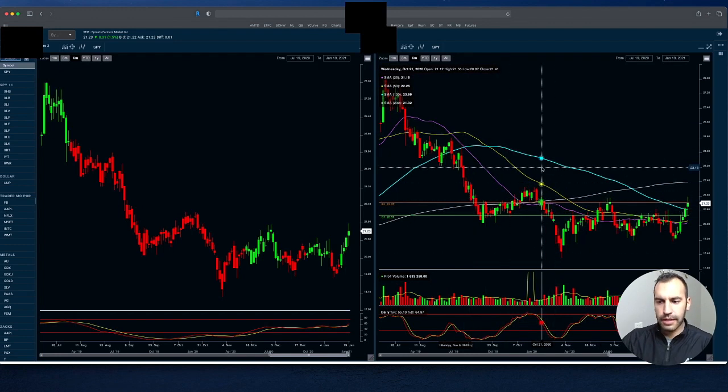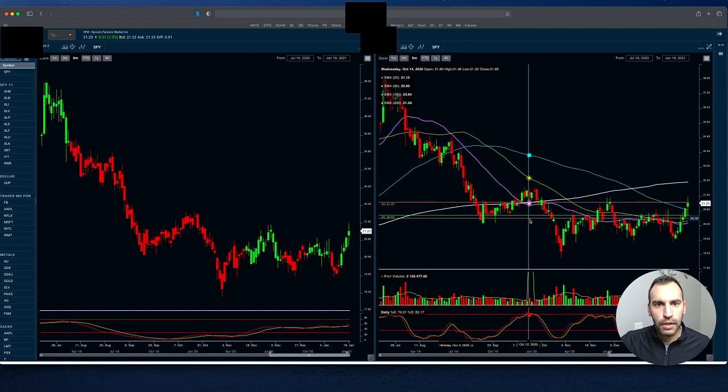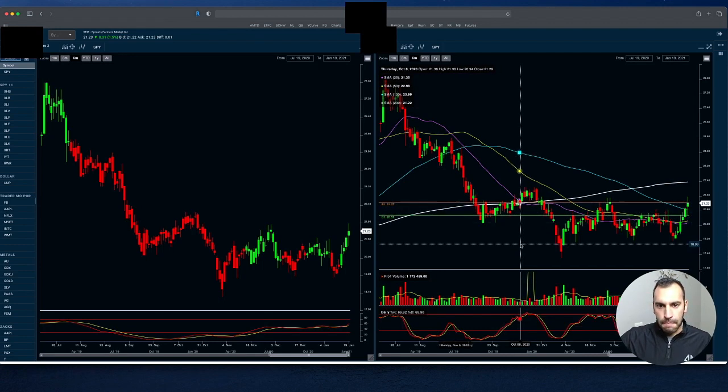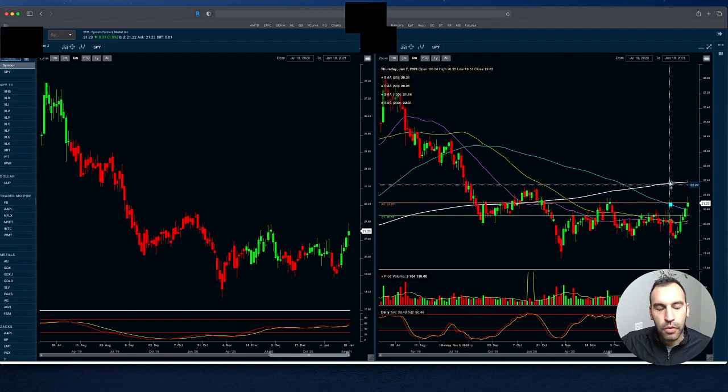So this chart is a little bit more detailed. We have a lot of moving averages, support lines, and whatnot. So let's get into it. First thing I'm going to talk about are the moving averages. I have 4 of them. These are my 4 major moving averages.